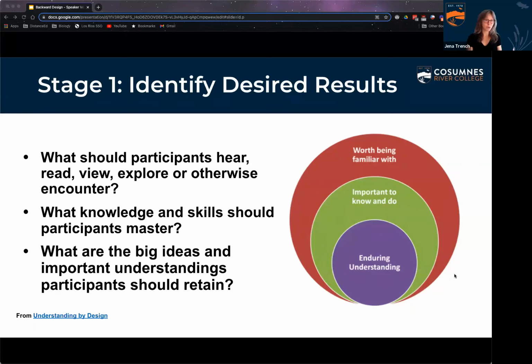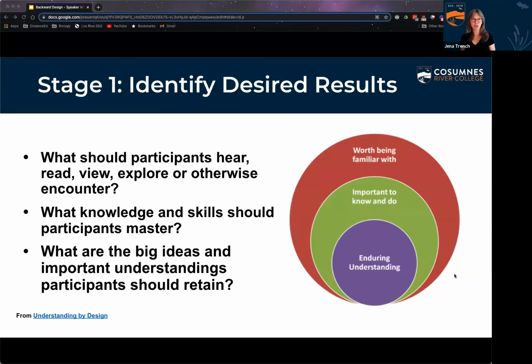The first category or set of objectives would be what students should hear, read, explore, or otherwise encounter. So this is like the familiarity, right? A lot, I know from my experience teaching biology, I often throw in content and information that I think they might like to know, but it can be very confusing for them from a student perspective. Like, why did she include that? Is that required? So we definitely want to make clear to students essentially what is worth being familiar with.